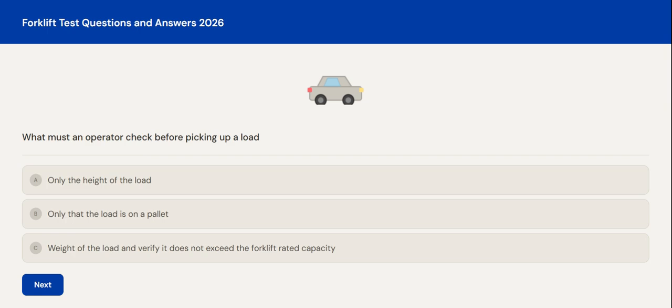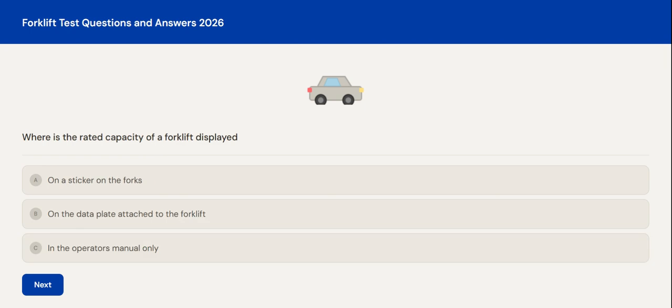Continuing. What must an operator check before picking up a load? The weight of the load, and verify it does not exceed the forklift's rated capacity. Never assume a load is within capacity. Verify the weight every time. An overloaded forklift is an accident waiting to happen.